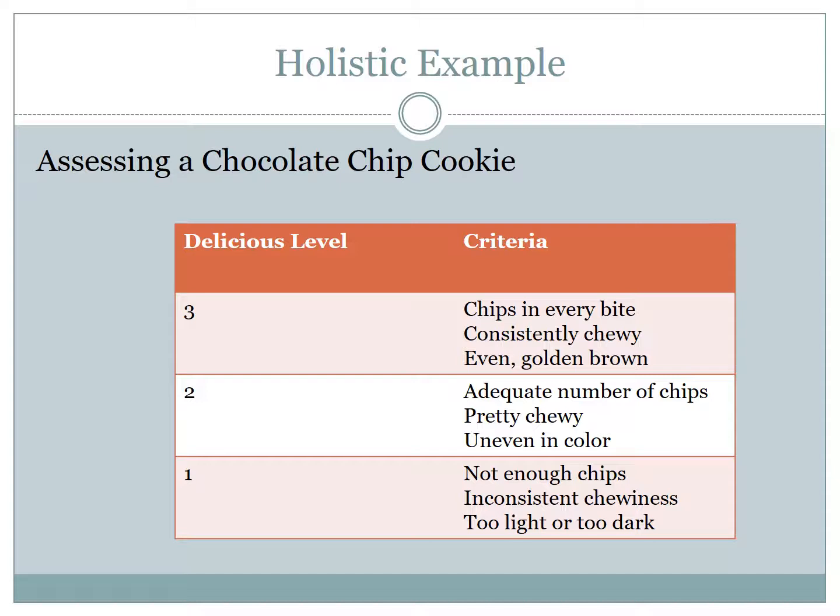2 might say there's an adequate number of chips, it's pretty chewy, but it's uneven in color. And 1 might be not enough chips, it's inconsistent chewiness, and it's too light or too dark. Suppose you had a cookie that was pretty chewy, but it had chips in every bite, and it was an even golden brown. Well, it's your call, but I might go ahead and give that a 3. Remember, it doesn't have to hit every criterion to be in a level.